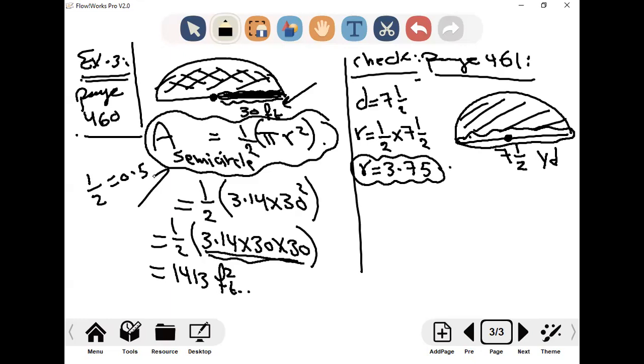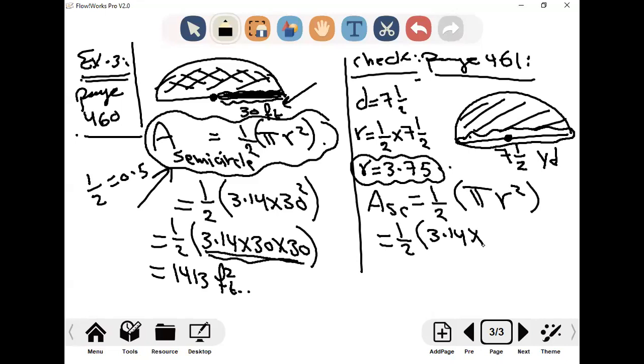Just apply the formula of the semicircle. So the area of the semicircle, SC means semicircle. But A only means I'm talking about the area of the circle, normal. A SC, semicircle, so you need to put half, because it's half of a circle, multiplied by pi r to the power of 2. This is equal half multiplied by pi 3.14, radius 3.75 to the power of 2. Do you understand?